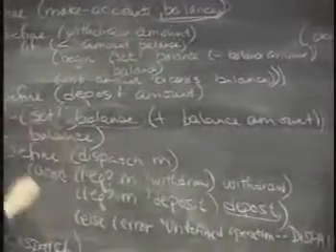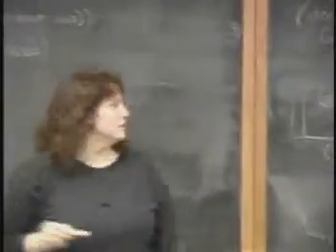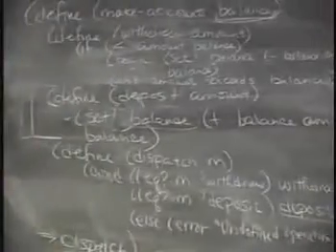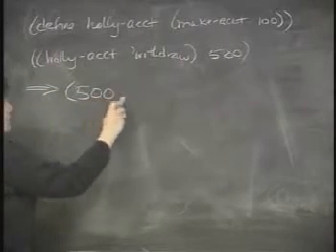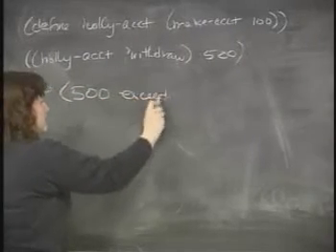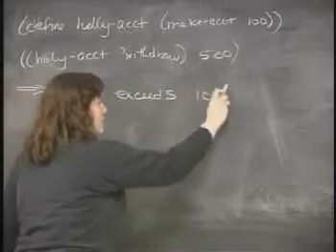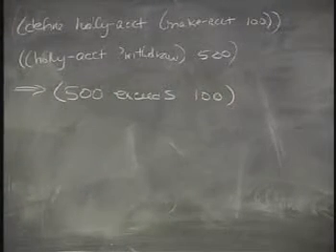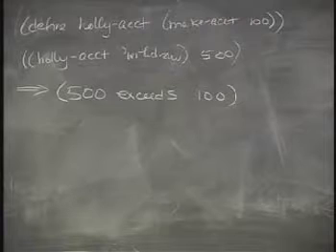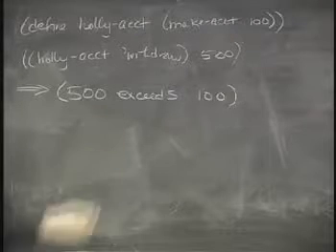Withdraw here takes in an amount. 500 is not less than 100. So we evaluate this, and we return the list of amount, which is 500, the symbol exceeds, and then the balance 100. We also could have used 3 display statements. That would have been fine too. But I ran out of room, so we used a list.